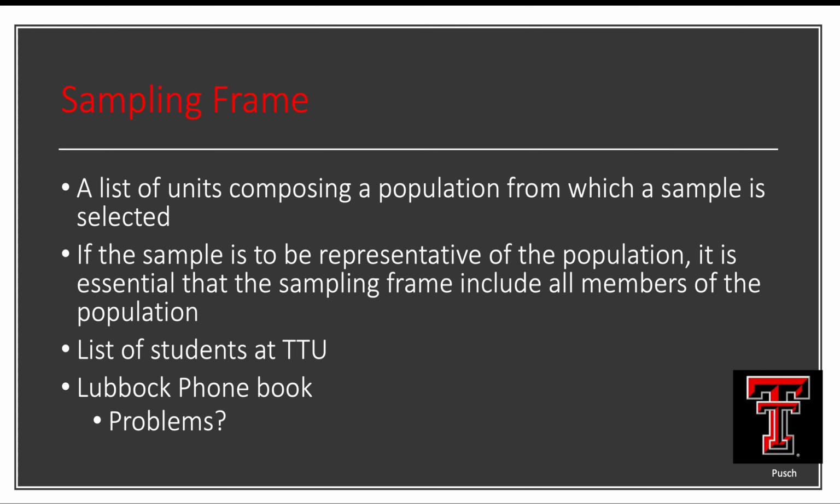Okay, so sampling frames are never perfect. For example, our list of students at TTU, maybe that list was only updated last semester and a bunch of students have graduated or dropped out of school. The Lubbock phone book, another one, has problems too: unlisted numbers, people that don't have a phone. So we try to make the sampling frame as accurate as possible, but it's sometimes going to have some issues.